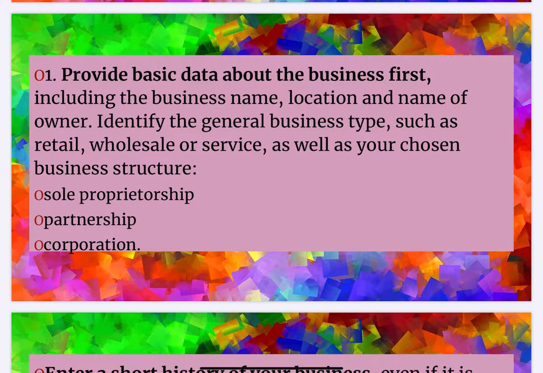Okay, so these are the things that need to be in the first part of your section. Don't worry, I have an example of what this looks like if you're panicking. Don't worry, I have an example. Okay, so this first part needs to have your business name, location, who the owner is, the general business type, and your business structure. We're going to put that all in paragraph form.